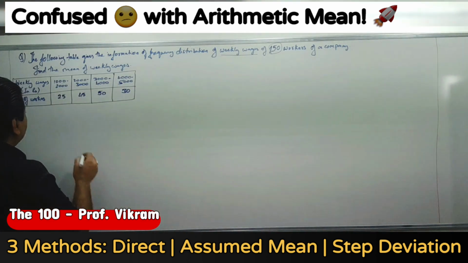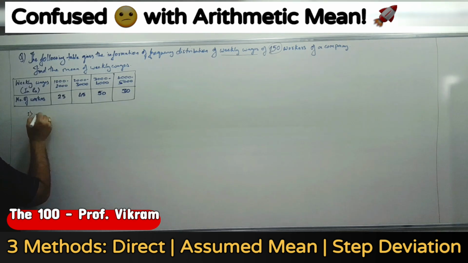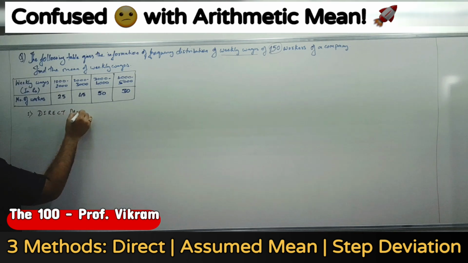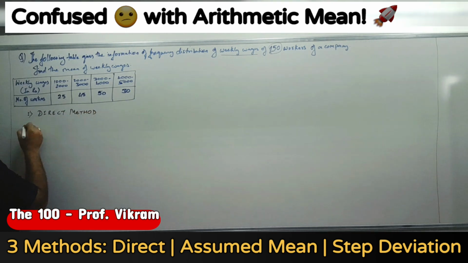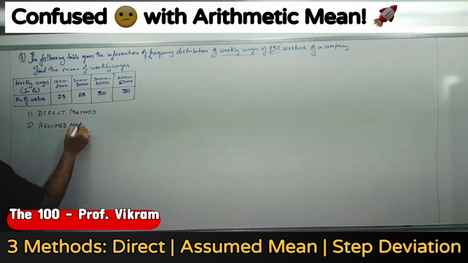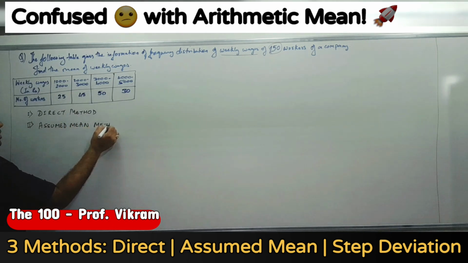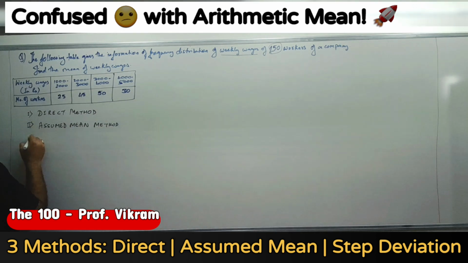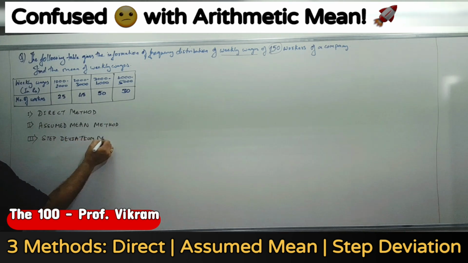The very first method is called the direct method. The direct method is the simplest way to find out the mean, right? Then there is a second method, which is known as the assumed mean method. And the last method is known as the step deviation method.